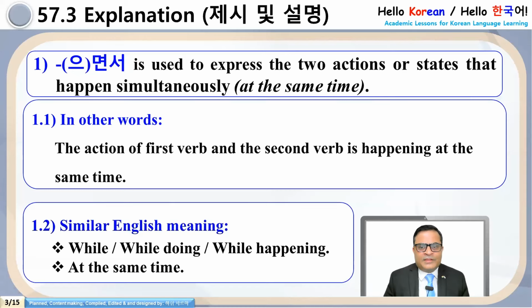Now coming to the explanation part, see here first point, myeon-seo is used to express two actions or states that happen simultaneously. Meaning of simultaneous is at the same time. See 1.1, in other words, the action of the first verb and the second verb is happening at the same time. 1.2, similar English meanings will be while doing, while happening, or at the same time.